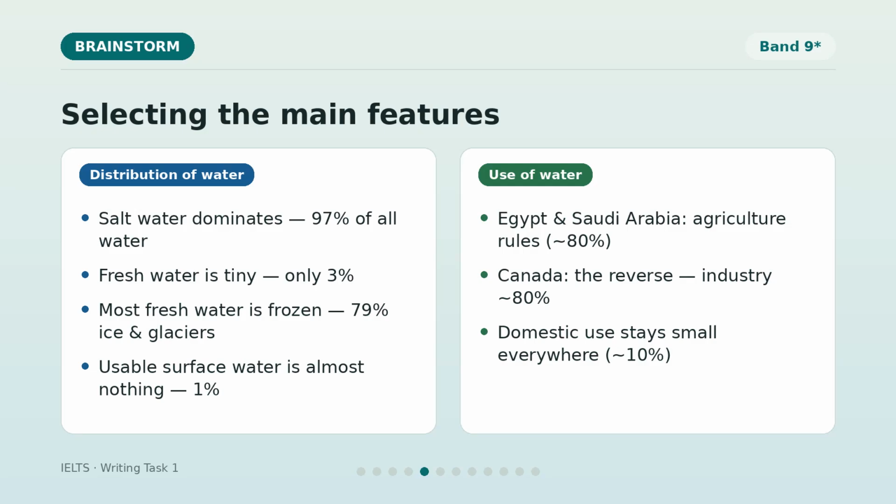Now let's select the main features. For the distribution of water, salt water dominates, fresh water is tiny, most fresh water is frozen, and usable surface water is almost nothing. For the use of water, Egypt and Saudi Arabia rely heavily on agriculture. Canada is the reverse, with industry heating and domestic use stays small everywhere.